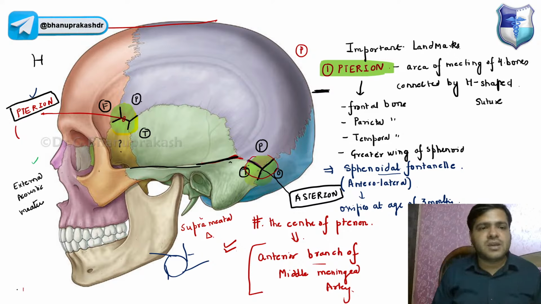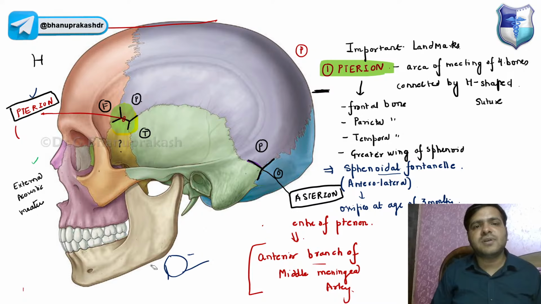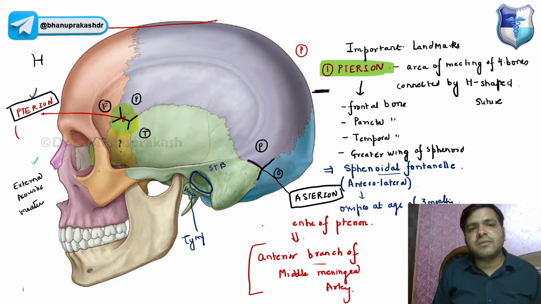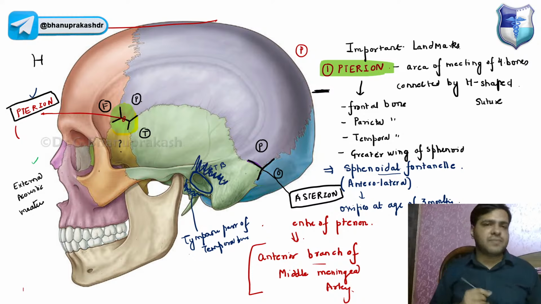Now guys, if we talk about the boundaries of this external auditory meatus, as you can very well see, posterosuperiorly we have the squamous part of the temporal bone. Anteroinferiorly we have the tympanic part of the temporal bone, right? And posterosuperiorly it is the squamous part of the temporal bone.